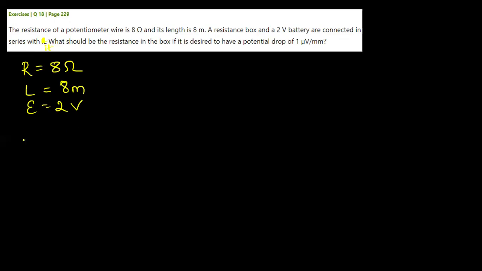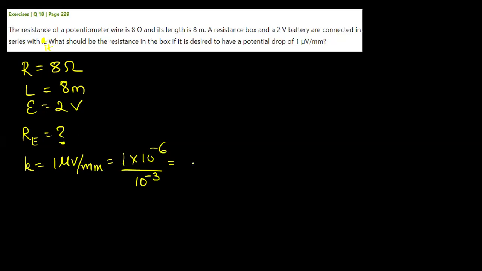What should be the resistance in the box? The resistance in the box is a rheostat resistance. I'm denoting it by Re. If we decide to have a potential drop K of 1 microvolt per millimeter. Microvolt means 10 to the power minus 6. Millimeter means 10 to the power minus 3. Minus 3 will go in the numerator, it will become plus 3. Plus 3 minus 6 will be 1 into 10 to the power minus 3 volt per meter. That is the K value.